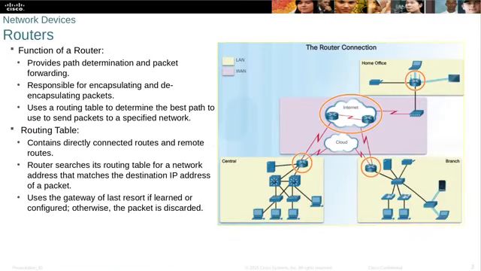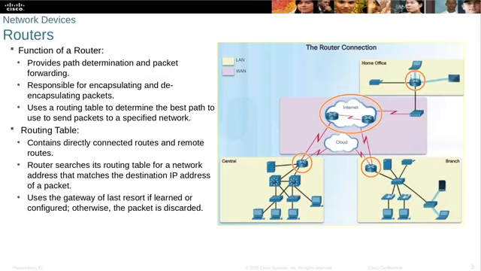Routers, one of the most important intermediary devices. The functions of a router are: it provides path determination and packet forwarding. In other words, a router's job is to work out the most efficient path from source to destination and then route the packet along that path. The router is responsible for encapsulating and decapsulating packets. A packet, of course, being what the information is called when it's at the network layer of the OSI layer model, the layer at which routers operate.